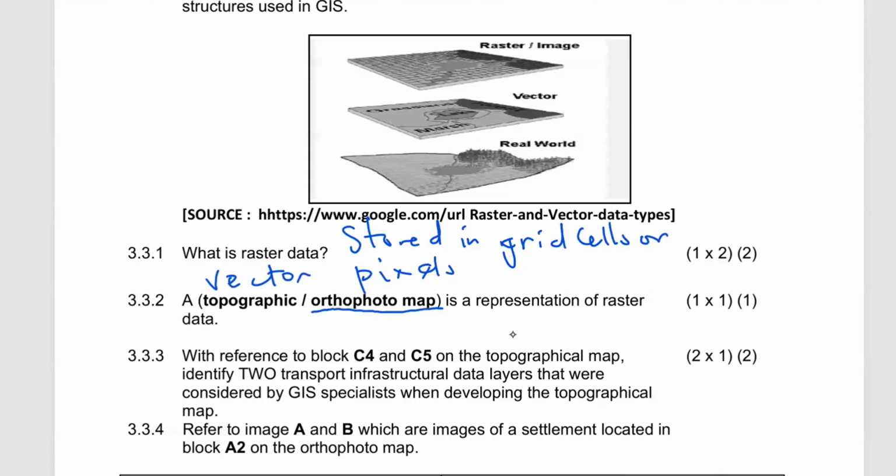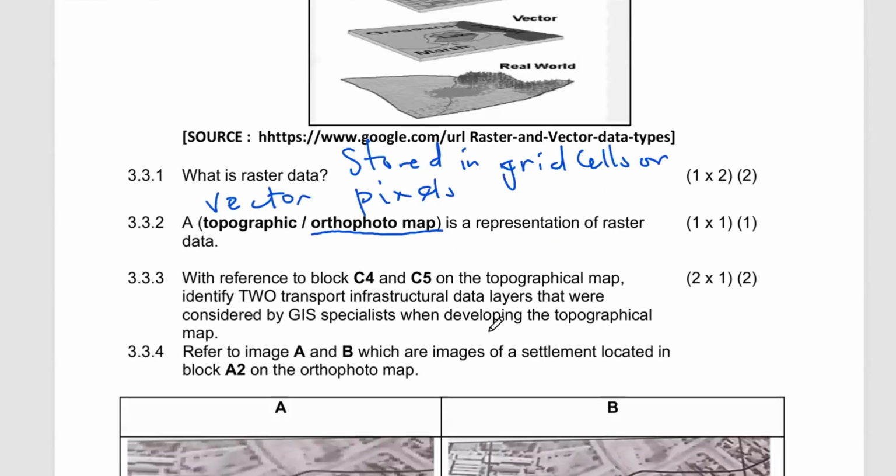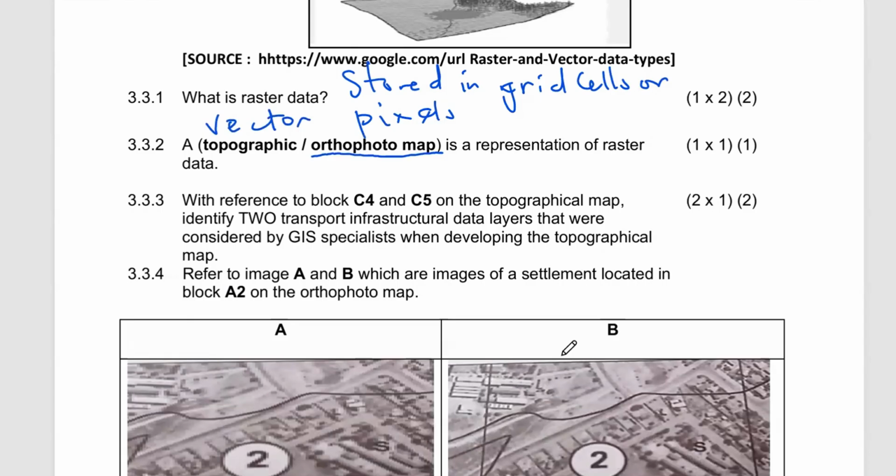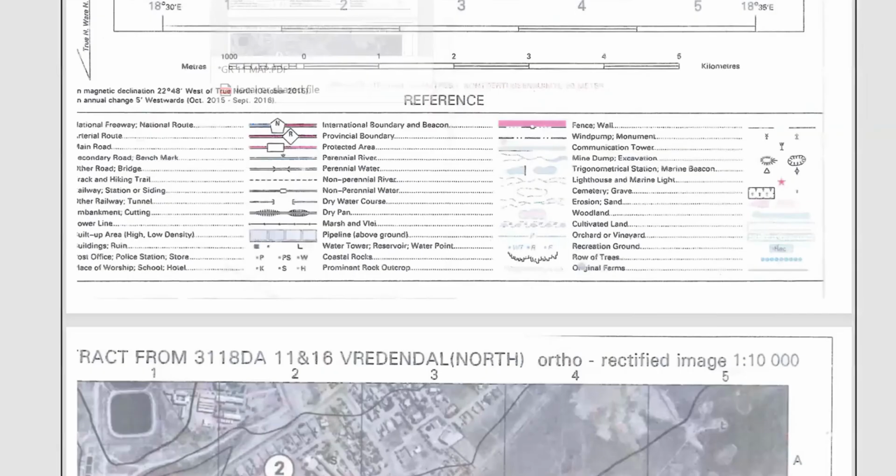Right, with reference to block C4 and C5 on the topographic map, identify two transport infrastructure data layers that were considered by GIS specialists when developing the topographic map. Right, we are referring to block C4 and C5. We want to look at transport infrastructural data layers.